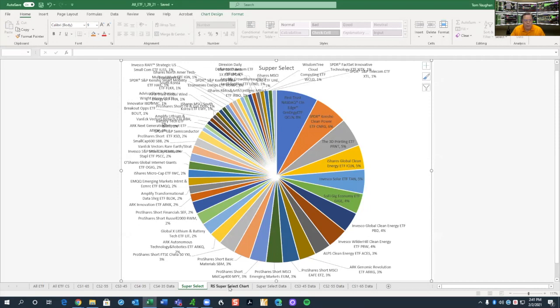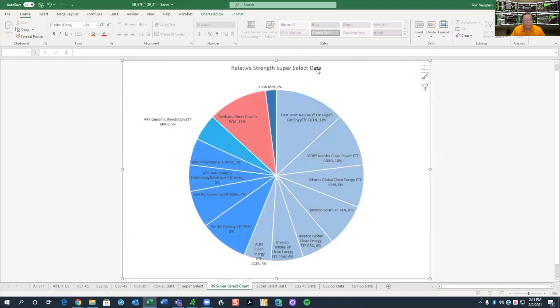And so then what I get after I look at every piece that's in here for relative strength is what I call the relative strength super select chart. And again, lots of clean energy. Definitely a big piece. Technology. One thing I have seen here over the last several weeks is that technology is starting to emerge again, especially this innovative technology.